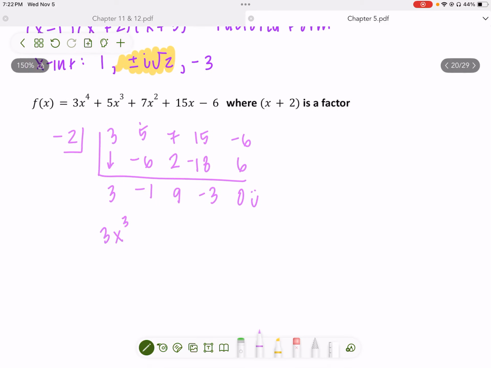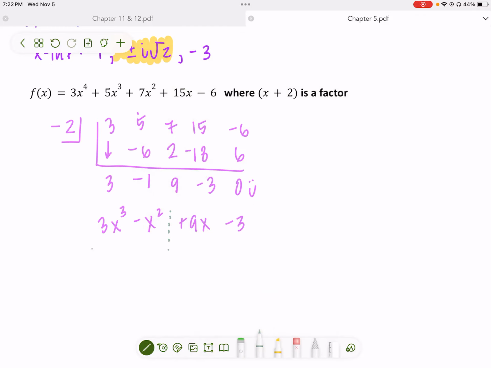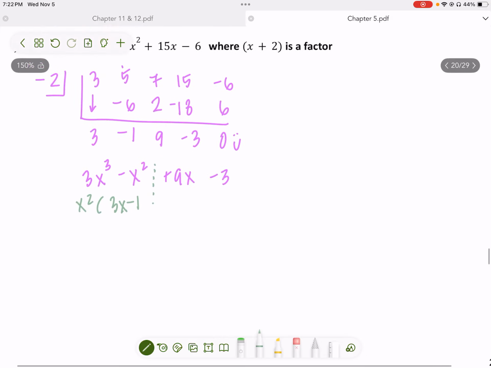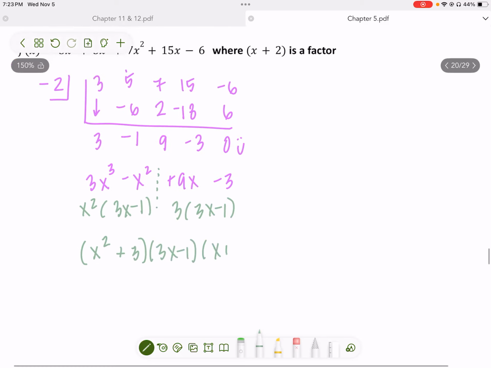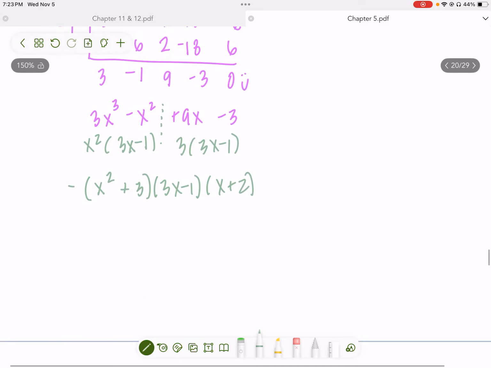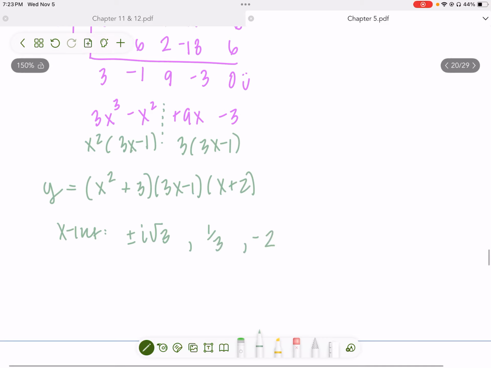Now we have 3x cubed minus x squared plus 9x minus 3. Again, factorable by grouping. Take out that x squared and you'll have 3x minus 1. Take out the 3 and you'll have 3x minus 1 again. So we have x squared plus 3 times 3x minus 1. And don't forget x plus 2 from the very beginning. There's your factored form. And if you want your x-intercepts, they're going to be negative plus or minus i root 3, 1/3, and -2.